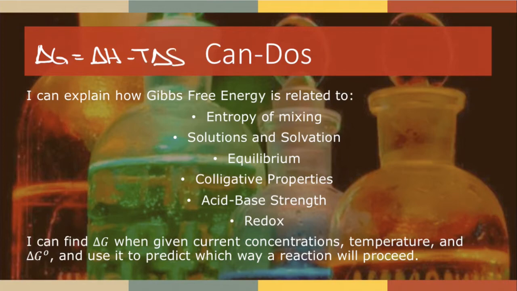So your can-dos are, by the end of this lecture, you can explain how Gibbs free energy is related to entropy of mixing, solutions and solvation, equilibrium, colligative properties, acid-base strength, redox, and also I can find delta G when given current concentrations, temperature, and delta G naught, and use it to predict which way a reaction will proceed.